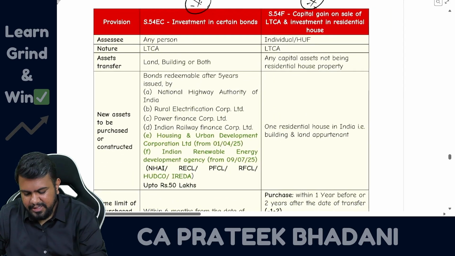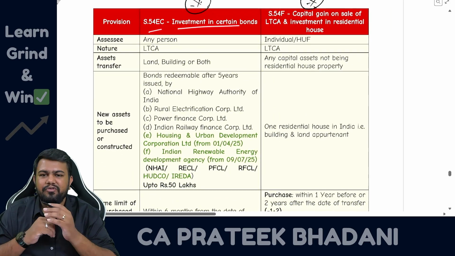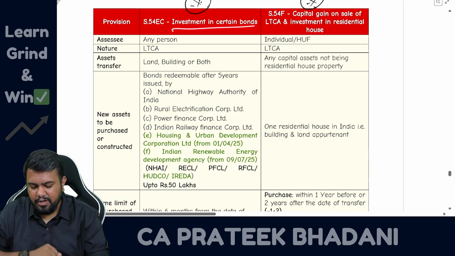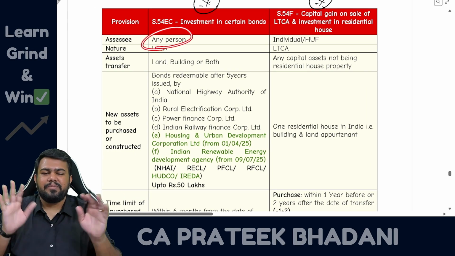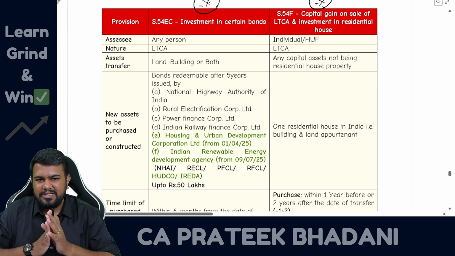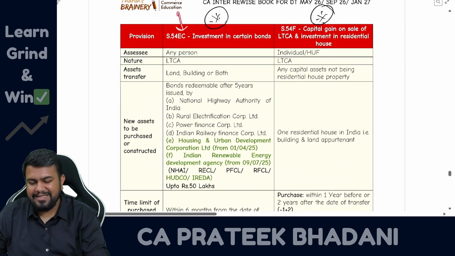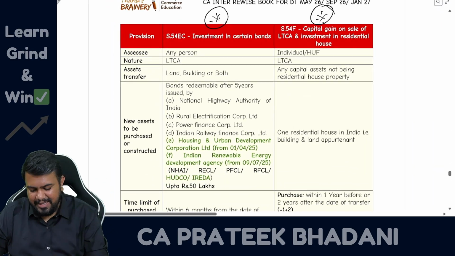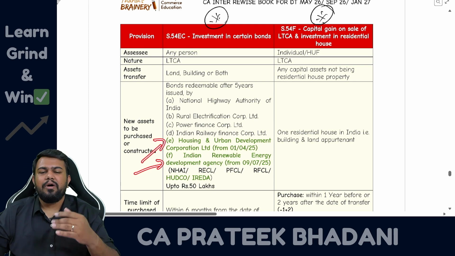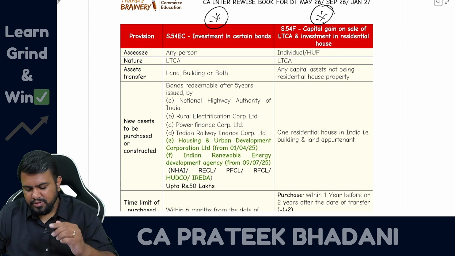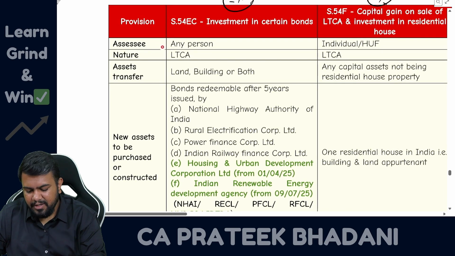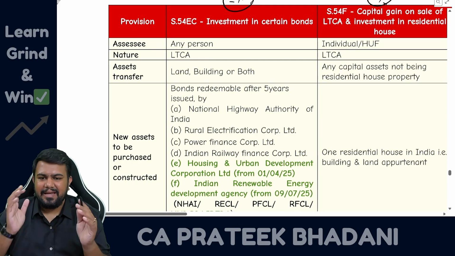Now let's talk about section 54EC. Section 54EC, investment in certain bonds. It is applicable to all the persons. So anyone can use section 54EC. And from an exam point of view, I feel that 54EC is even more important because there is an amendment also. 2 new bonds have been added in the section. So to whom is it applicable? To any person. Okay, any person can take the benefit.